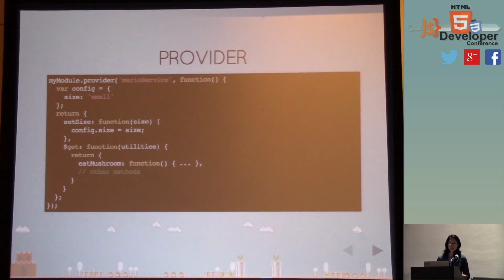So you actually want to go down and write a provider if you need to do any configuration before the service gets instantiated. So let's say that we have this Mario service, it returns a Mario, and we want to be able to set the size depending on which mode you load the service in. So here we can configure Mario beforehand and then use the $get, which is a special method on provider that needs to be set to provide the rest of the function.